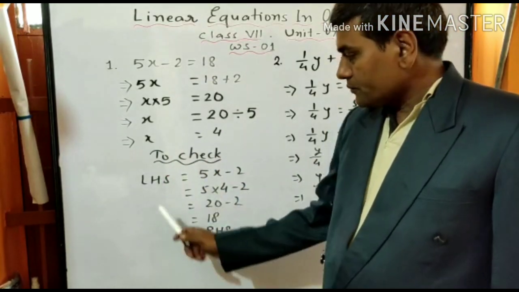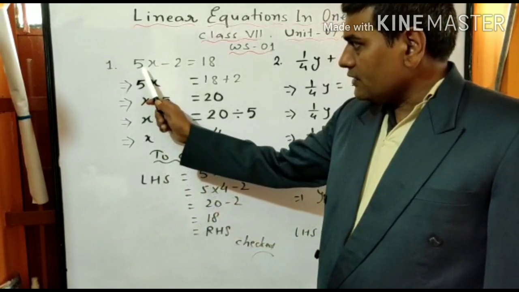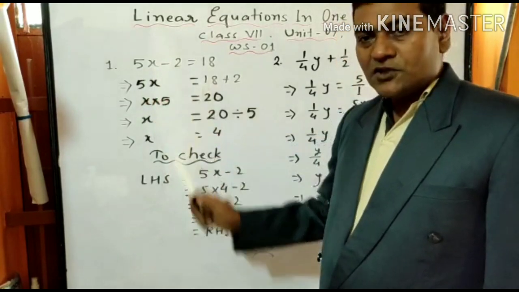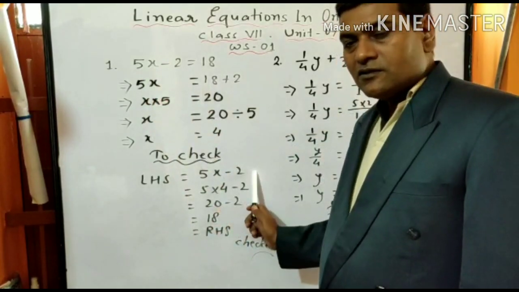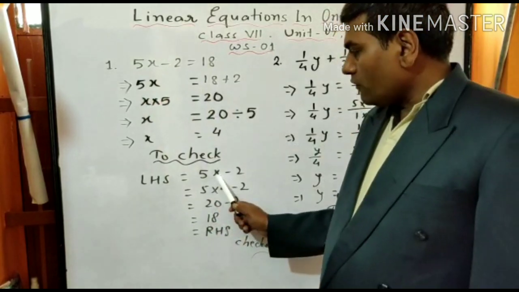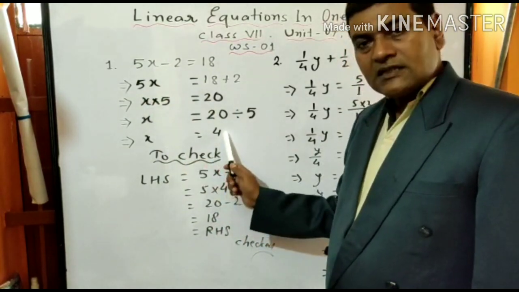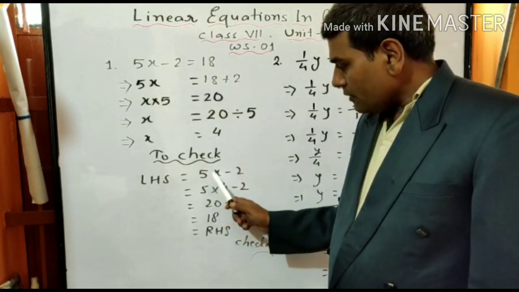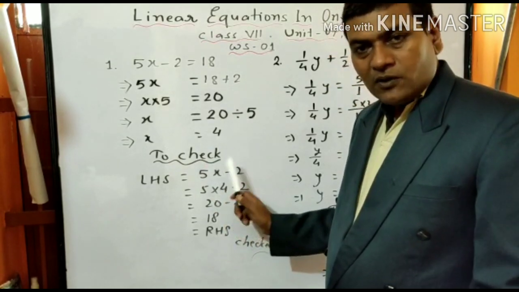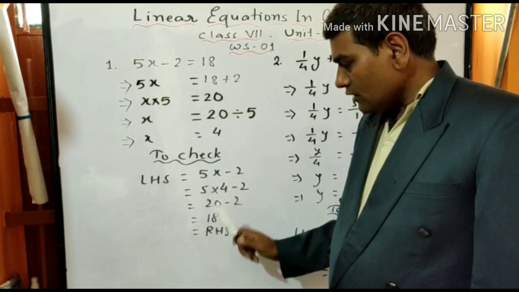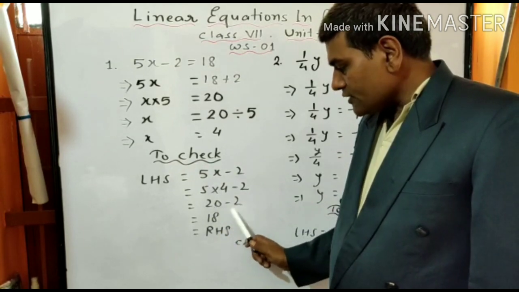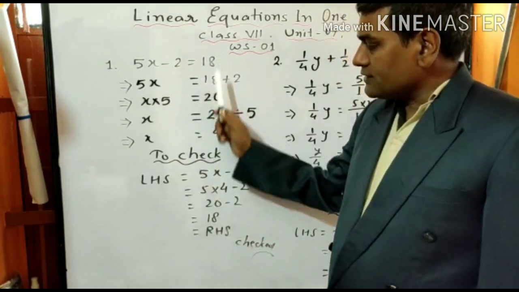Let's check it. In the left hand side it is 5x minus 2. Right here 5x minus 2. Now put the value of x from here. x is equal to 4. 5x means 5 into x. So 5 fours are 20. And 20 minus 2 is 18. It is the right hand side.